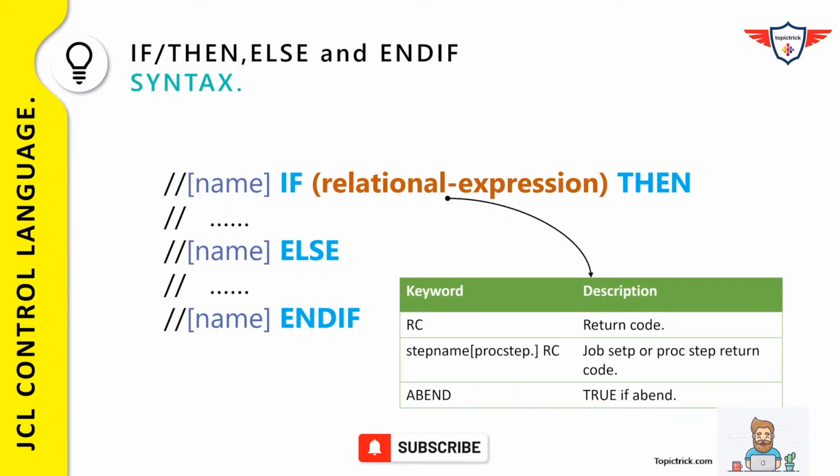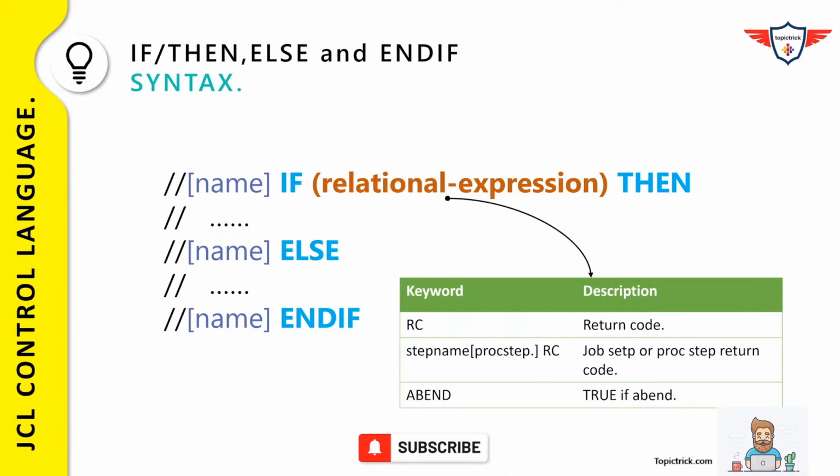To begin the conditional execution, you have to code the IF statement followed by the condition that you want to test. After the condition, you have to code the THEN clause followed by whatever JCL statements you want to execute if the condition is true. And if required, you can code an ELSE statement followed by whatever JCL statements you want to execute in case the condition is false. And finally, you end the conditional structure with ENDIF.